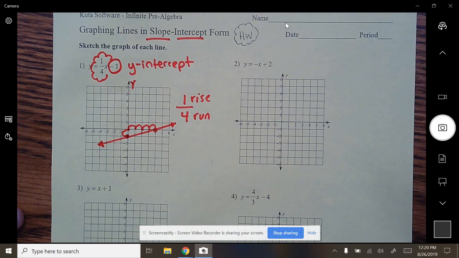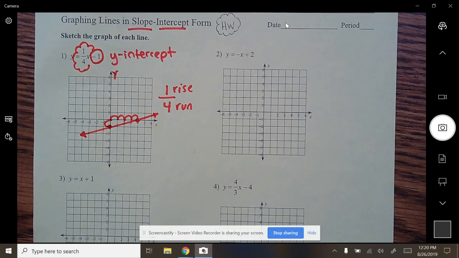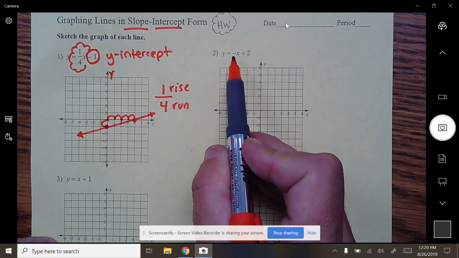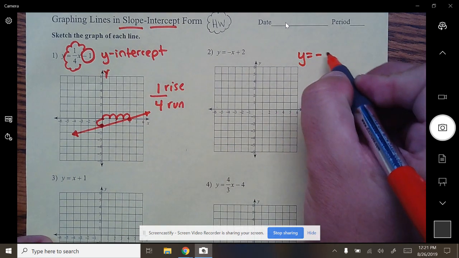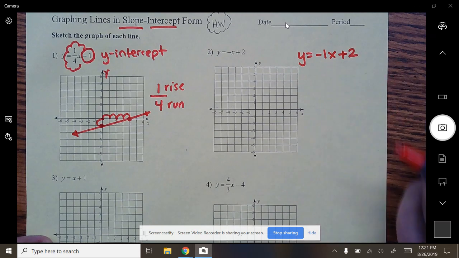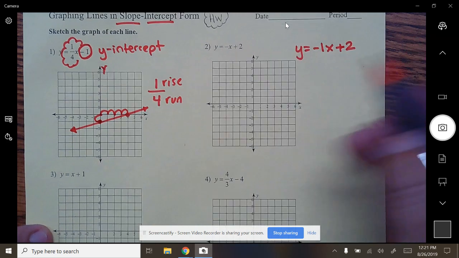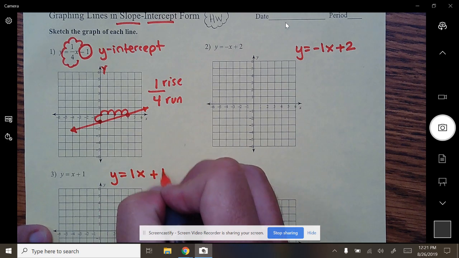All right, number 2 and 3 are tricky because if you look at the slope, there's no number next to that x. There's no number here. So we're going to rewrite it. Y equals -1x plus 2. Because we should remember, in front of all these variables, if there's nothing in front of the x, there's an invisible 1. So there's an invisible 1 here. And also here, y equals 1x plus 1.